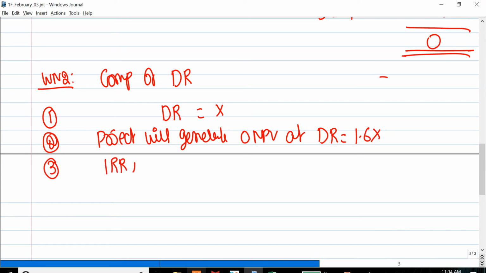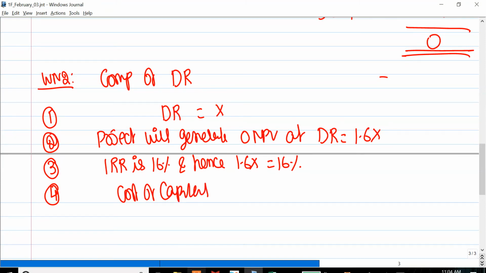Next, IRR is 16%. And hence 1.6x is equal to 16%. Cost of capital is 10%. Any doubts on the cost of capital number? Clear?